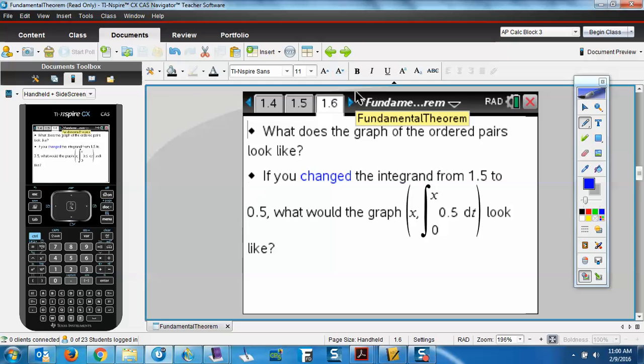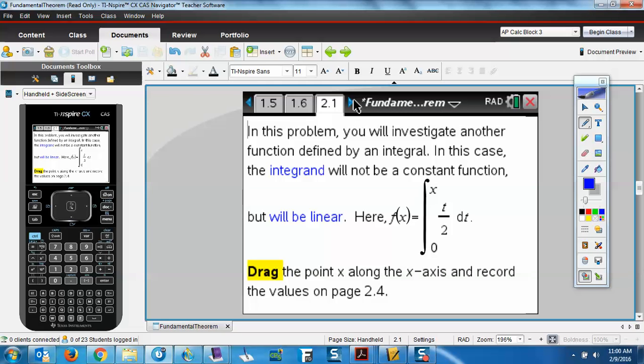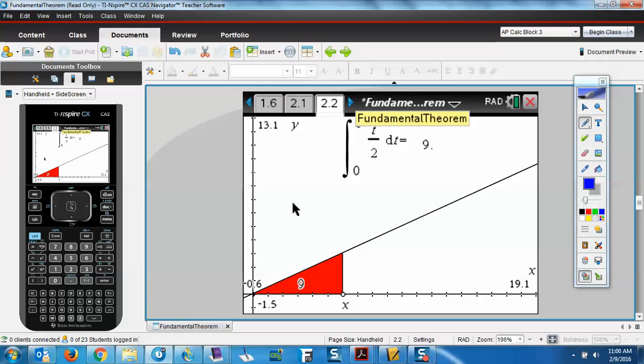Now let's change to this problem, 1/2 t. They write it t over 2. Let's write it 1/2 t.